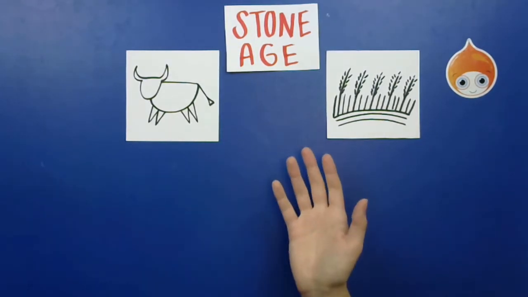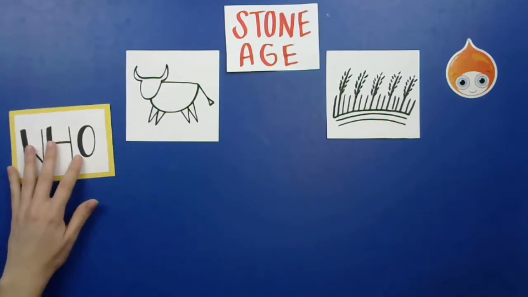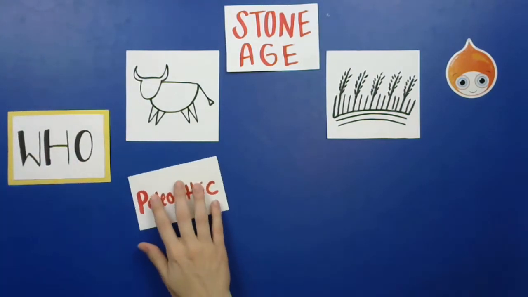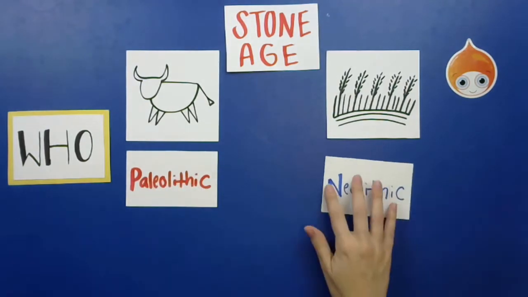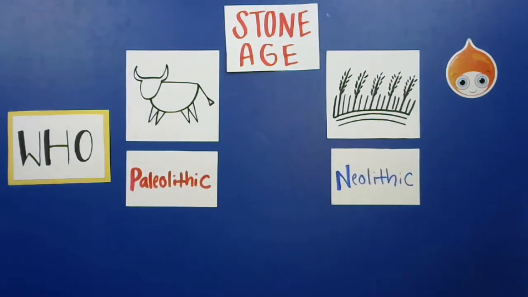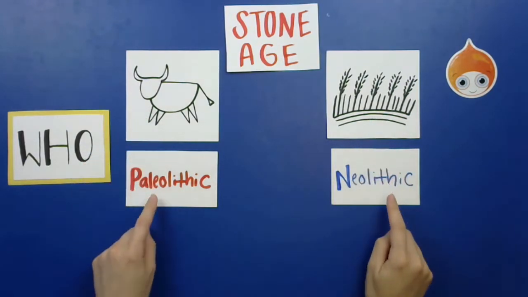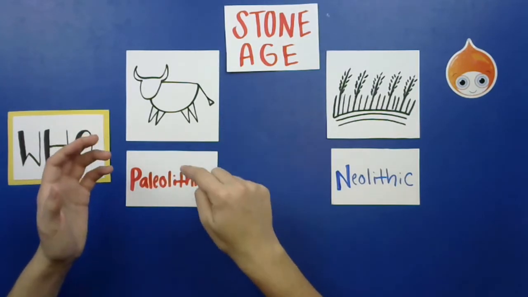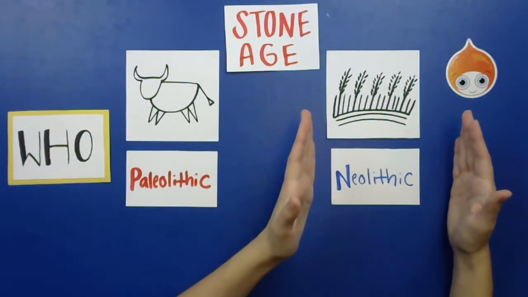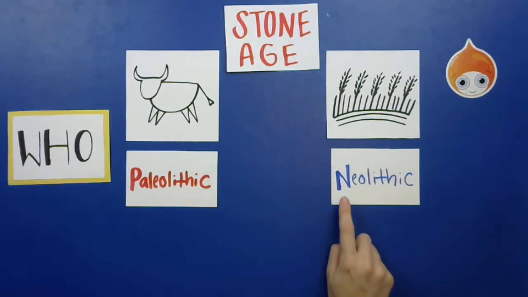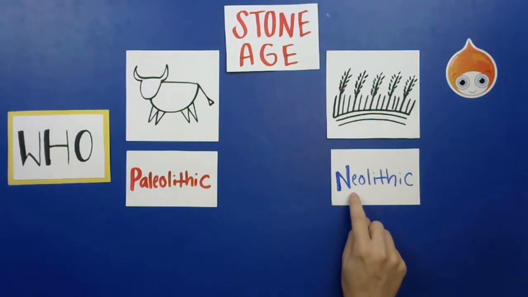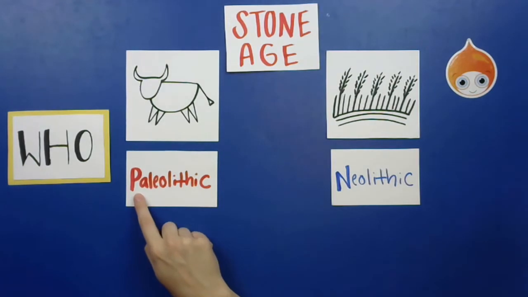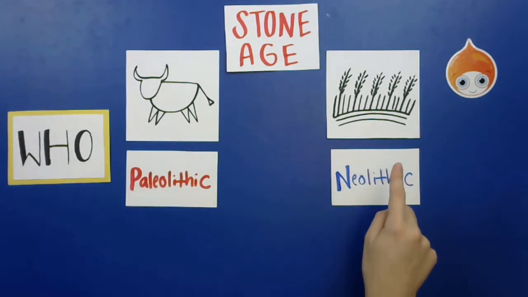The first one is who. Who are the people we're talking about? And the people we're talking about are the Paleolithic people, or the era, and the Neolithic people, the Neolithic era. Now, these images help us know about each one. But in general, the Paleolithic was called the Old Stone Age, and the Neolithic was called the New Stone Age. The way I remember that is Neolithic and New start with the same letter. So when I see this word Neolithic, I remember, oh, that's the New Stone Age. And Paleolithic is the Old Stone Age. So this one came first and this was second.